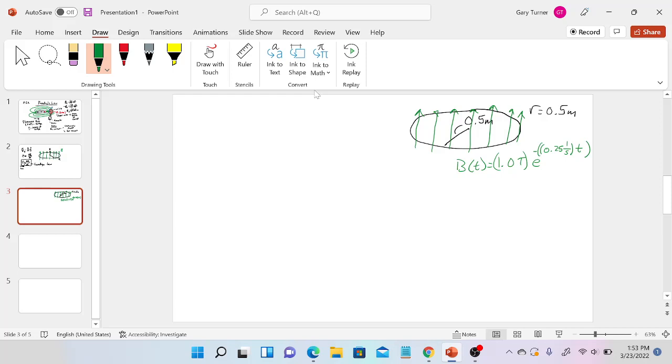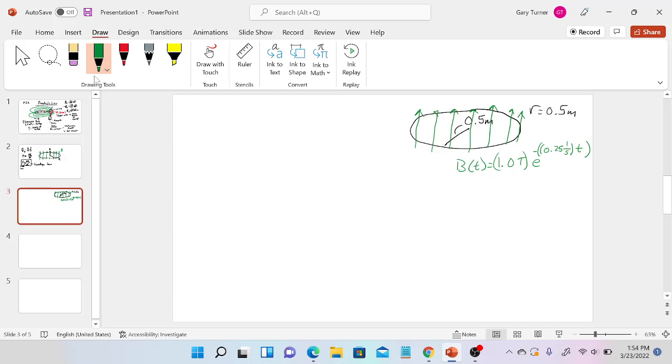So this is an exponentially decaying function, right? And at time zero, the magnetic field will have the value of 1 Tesla. At t equals 0, the magnetic field will have the value of 1 Tesla.